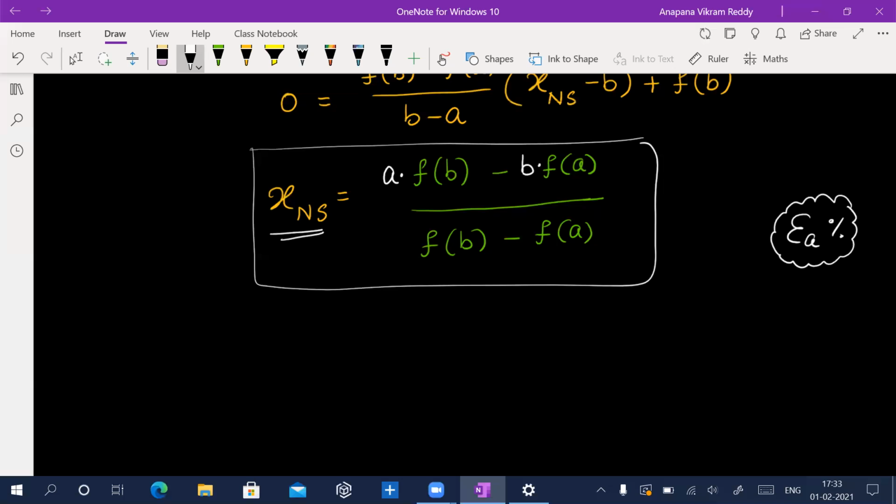So until this is satisfied, I mean until epsilon A is less than or equal to epsilon S. This will be given to you. So until this is satisfied, we can keep on iterating. Okay.